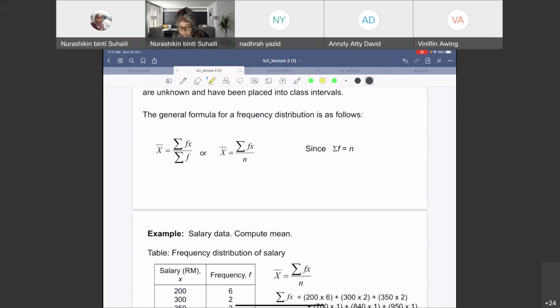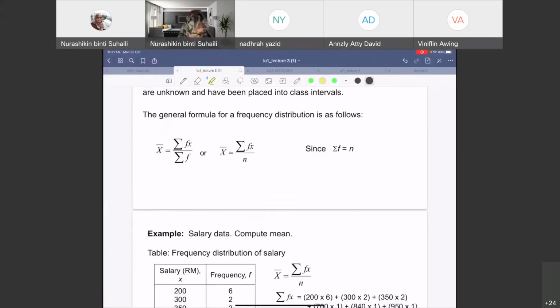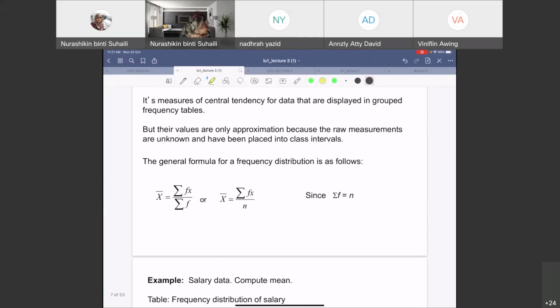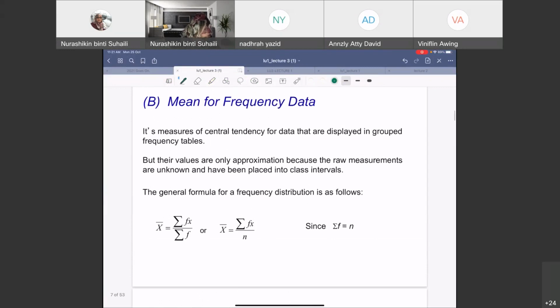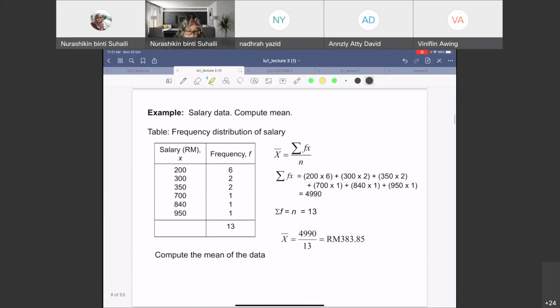Let's say this is the formula. The formula is still the same. So how are we going to apply that formula to this kind of data? Maybe you're given data in the form of a table like this. This one is an ungrouped frequency table.